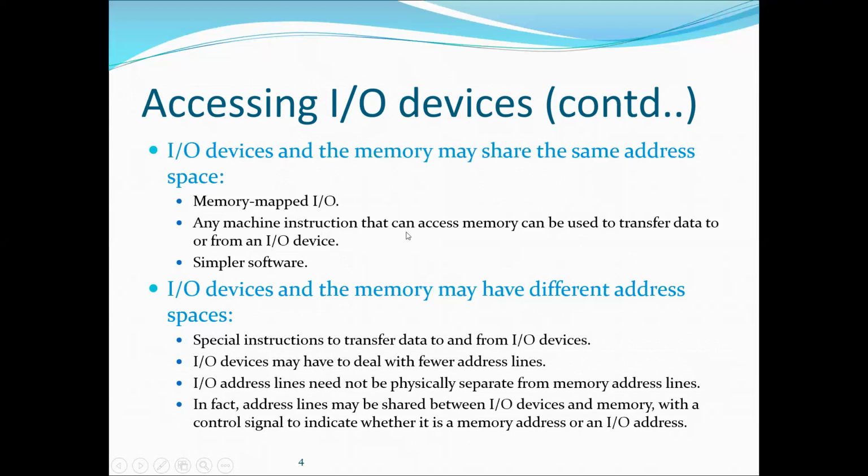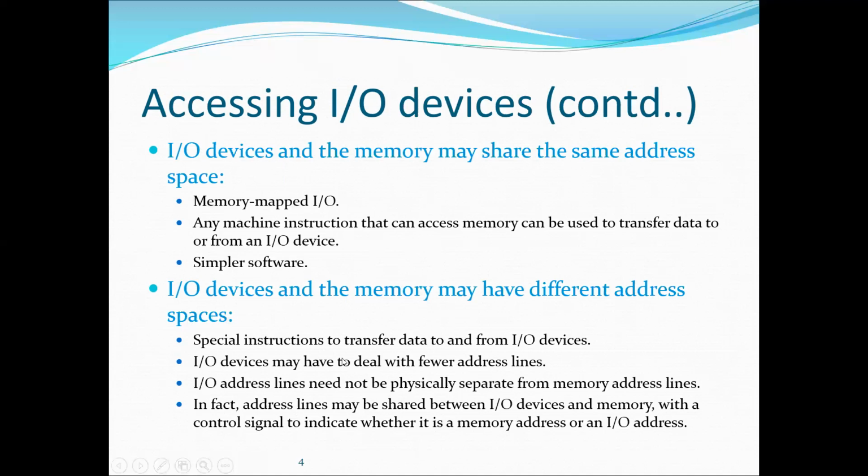Any machine instruction that can access memory can be used to transfer data to or from the IO devices. The way we write an instruction to access memory, we can write a similar instruction to transfer data to or from the IO devices. So it's simpler software. However, the IO devices and the memory may have different address spaces. This is called IO mapped IO. The first one is called memory mapped IO, whereas the second one is called IO mapped IO.